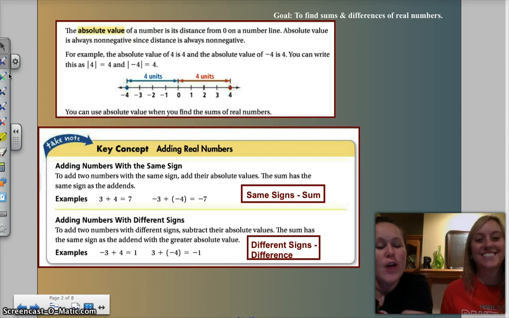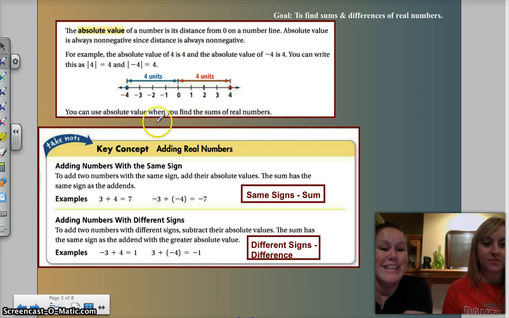Okay, so adding real numbers. We're going to focus on integers right now. When you have the same sign, you find the sum. If you're adding two positive numbers or two negative numbers, you simply add them together and keep the sign the same. How about adding with different signs? Different signs, find the difference.